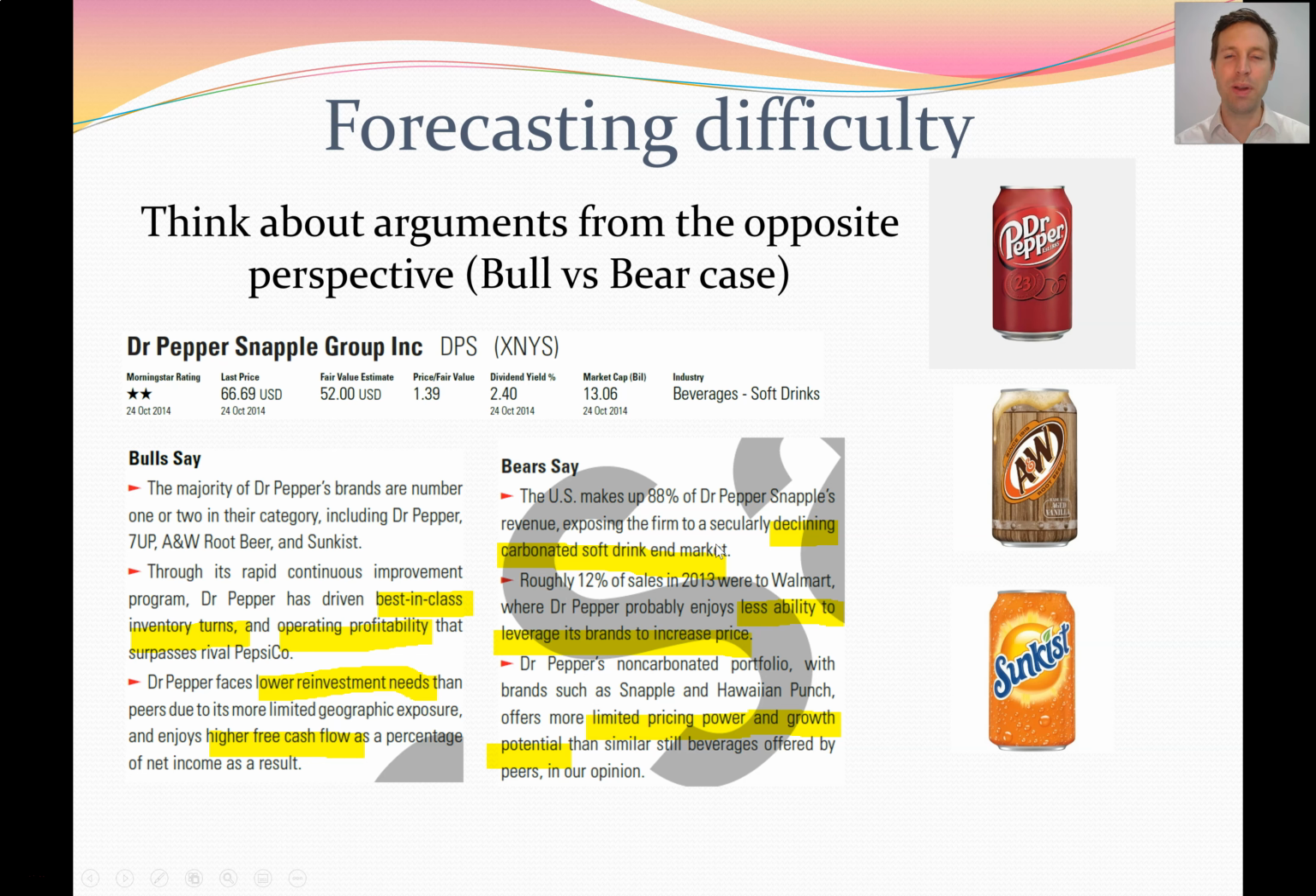The management of the company are not going to be telling you this information. They're not going to be saying that Dr Pepper is operating in a declining carbonated soft drink market and that Walmart is their biggest customer and Walmart might have too much pricing power over them and won't be able to give them much ability to leverage their brand for pricing. Management aren't going to be admitting to these things. Management will be telling you about how they've got the best-in-class inventory turnover and operating profitability that surpasses Pepsi. Use a balanced source of information, the good and the bad, before you make your forecasts.